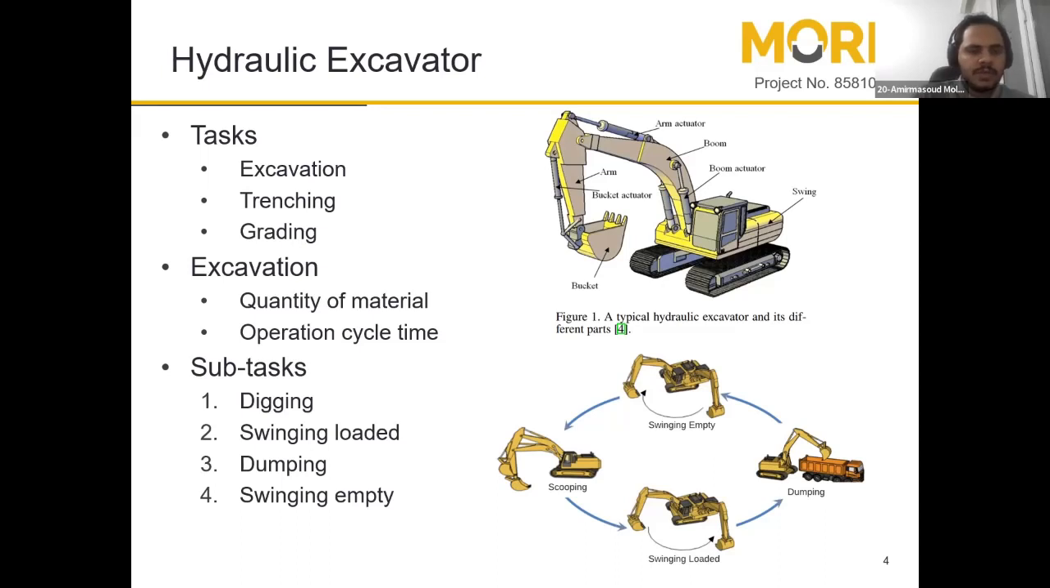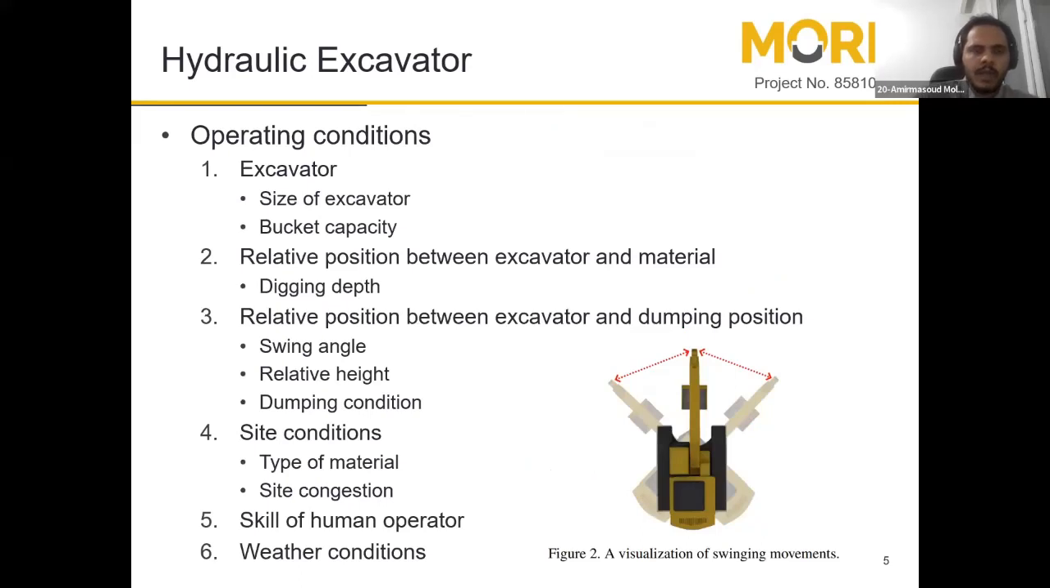The excavation operation consists of four main subtasks: the digging subtask, swinging loaded, dumping, and swinging empty. We need to know the information about these subtasks. Now, in this slide, I want to talk about the influencing parameters or operating conditions that can significantly influence the productivity of the excavator.